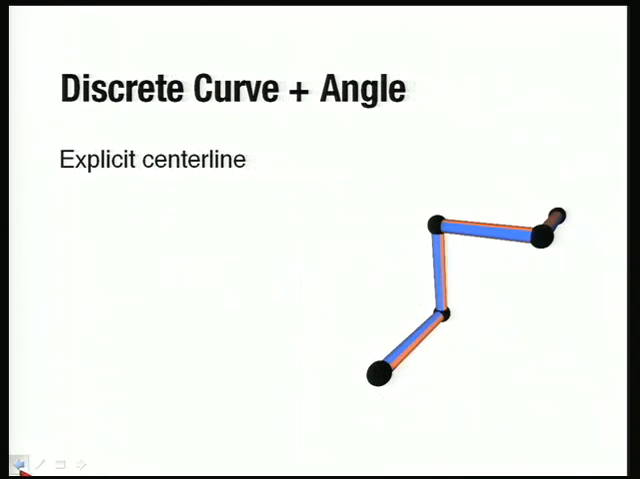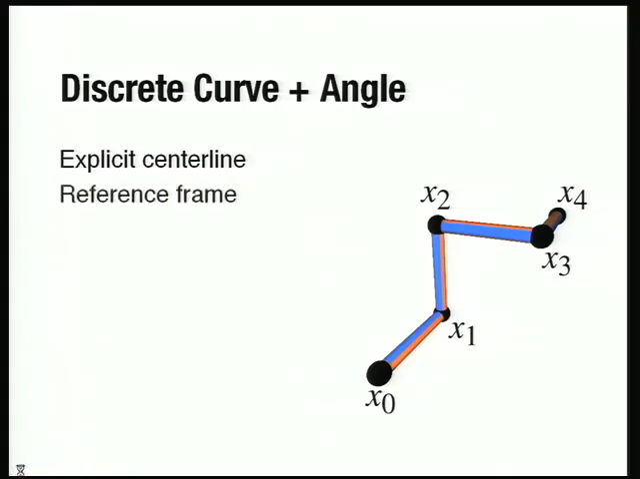So first, the discrete curve and angle representation. Again, we start with an explicit center line, which in this case is just a sequence of vertices connected by straight edges. Next thing we need is a reference frame. And here the question is, well, where do we assign the reference frame? We can either assign them to edges or to vertices. And we answer this question by saying that tangent vectors can be uniquely defined at edges, just as pointing along the edge, whereas they can't be uniquely defined at vertices. So we assign frames to edges because of this.